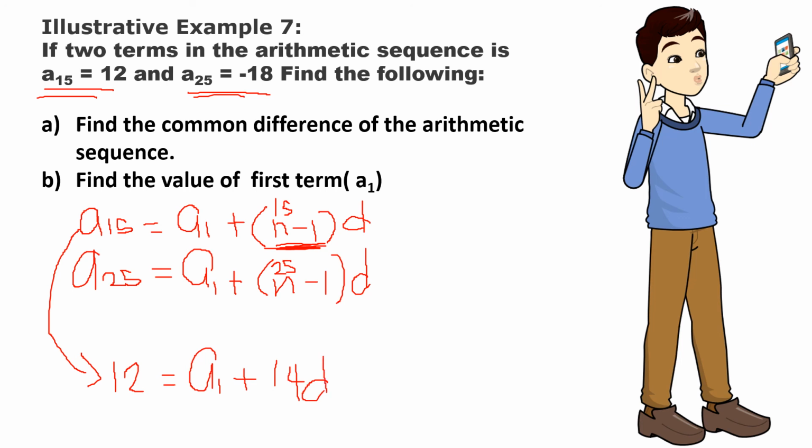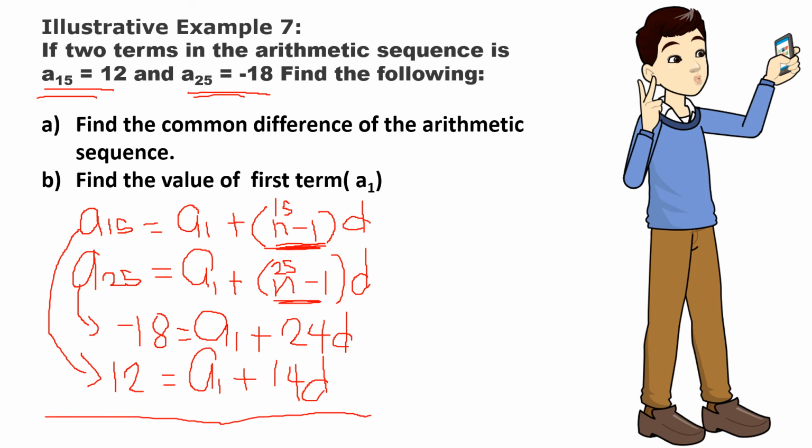Ito naman isa is A25 is negative 18 equals A sub 1 plus 25 minus 1. So the answer is 24D. Yan. So, intention natin nga ay to determine the value of the difference, common difference. So, gamit ulit tayo ng subtraction as our operation para ma-eliminate natin yung ating a sub 1.